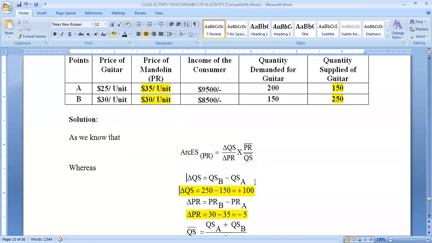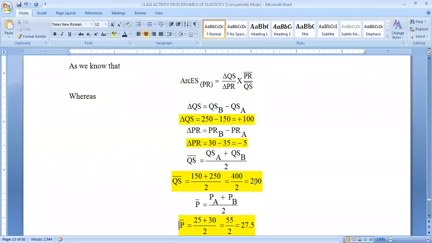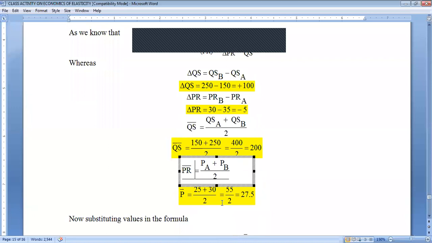So let's move to the third component of our formula, which is QS bar. QS at point A is 150. It is 250 at point B. The sum is 400 and it should be divided by 2 to obtain QS bar, which is 200. This is the third component of our formula. Now let's move towards component number 4, which is PR bar. And we know that PR bar equals PR at point A plus PR at point B. The sum should be divided by 2.